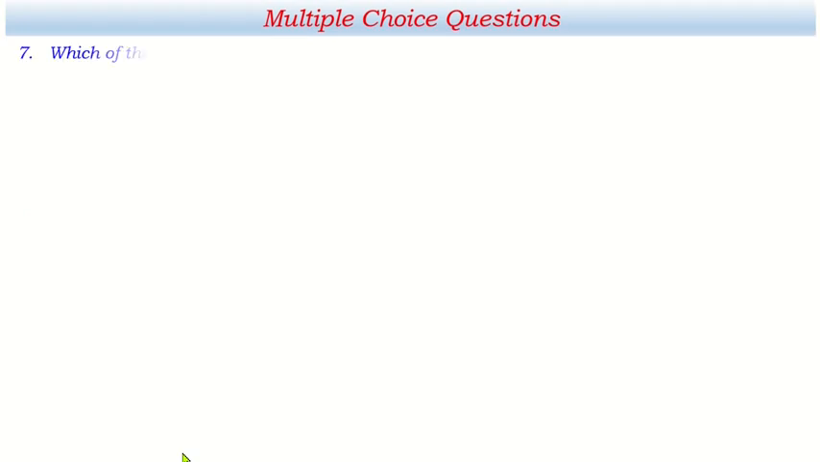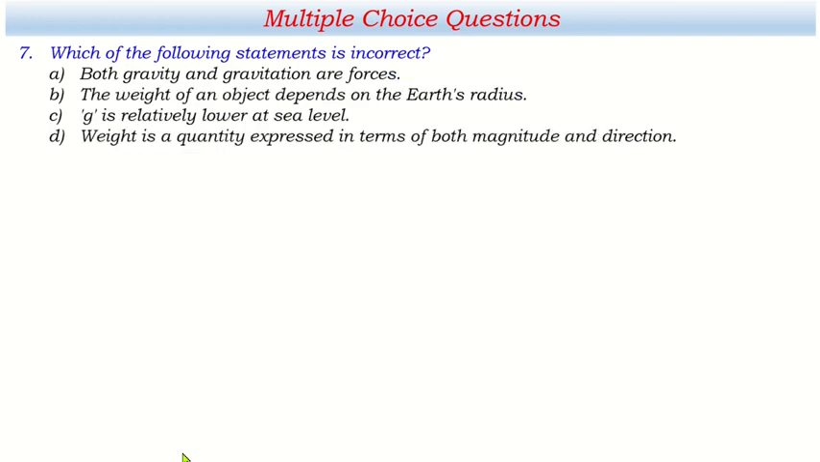Now let's have another set. Which of the following statements is incorrect? We have to find out the incorrect statement. These are the options. And another question, where is the value of small g equal to 9.8 meter per second square? Actually, 9.8 meter per second square is an average value of g. But where is it exactly 9.8?